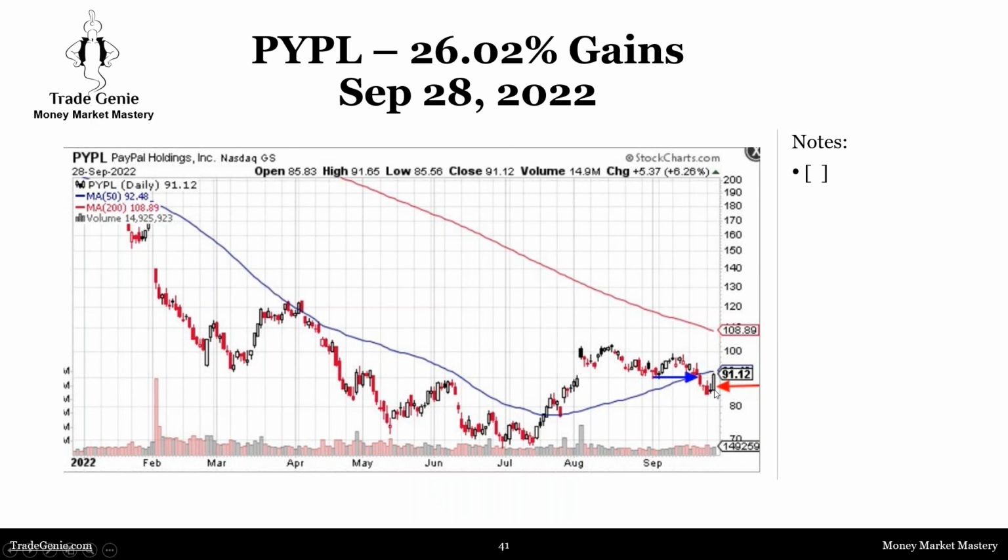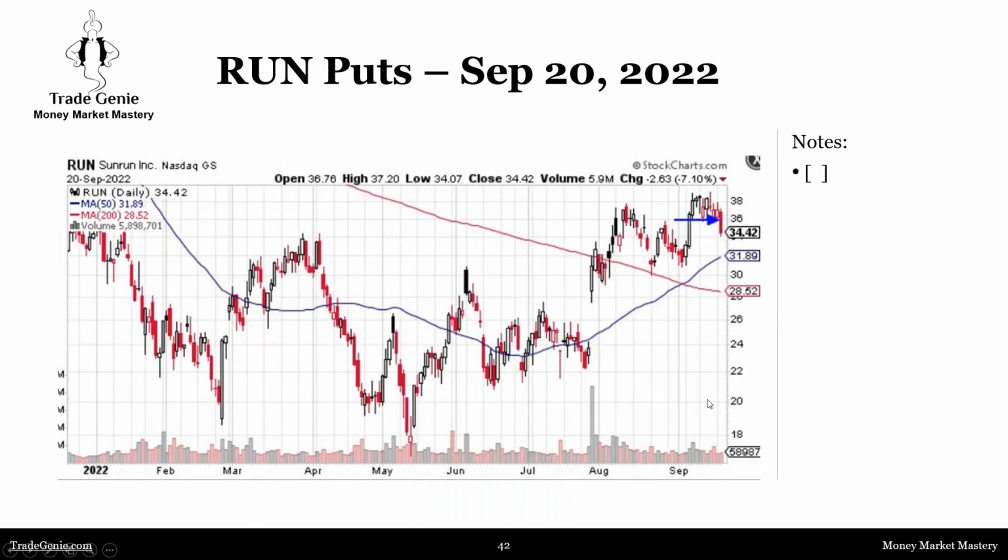White candle forming, the reversal is happening, and another tiny white candle was created. So there are no more sellers. This down move is over. We covered our PayPal puts.